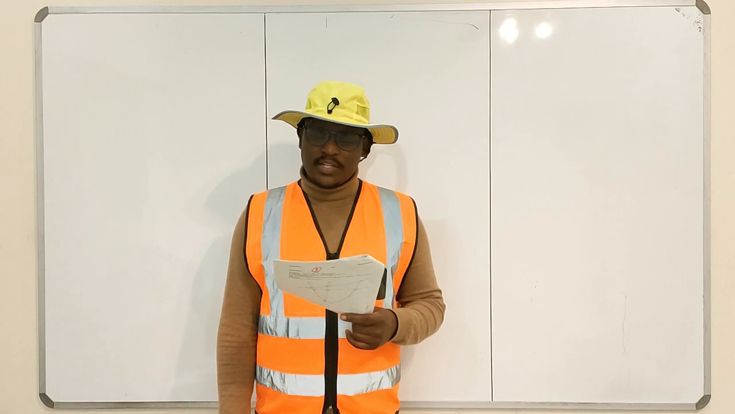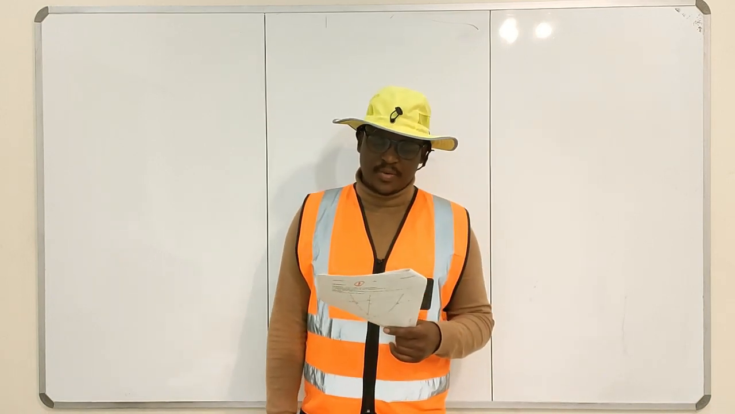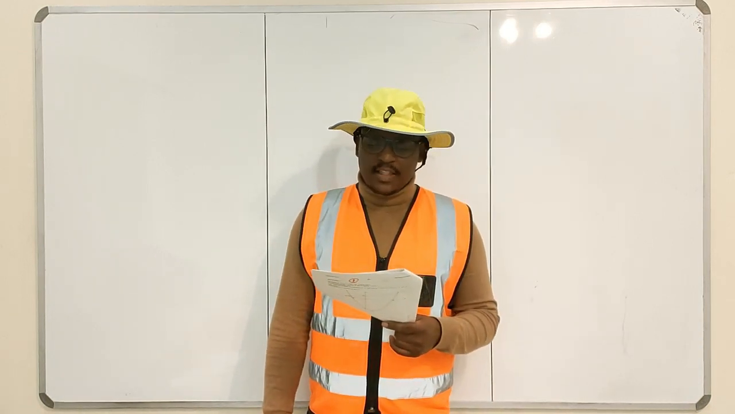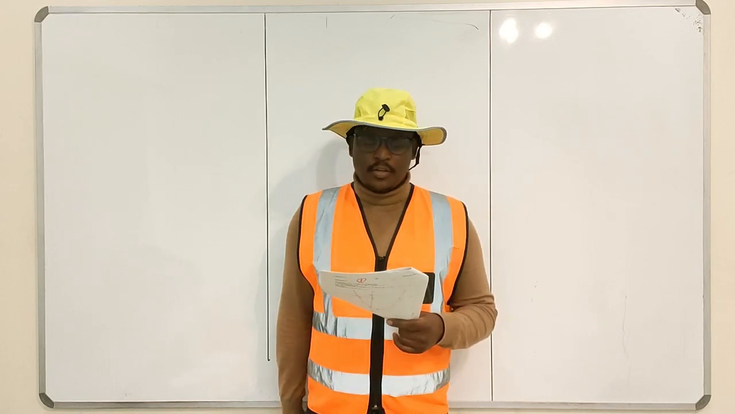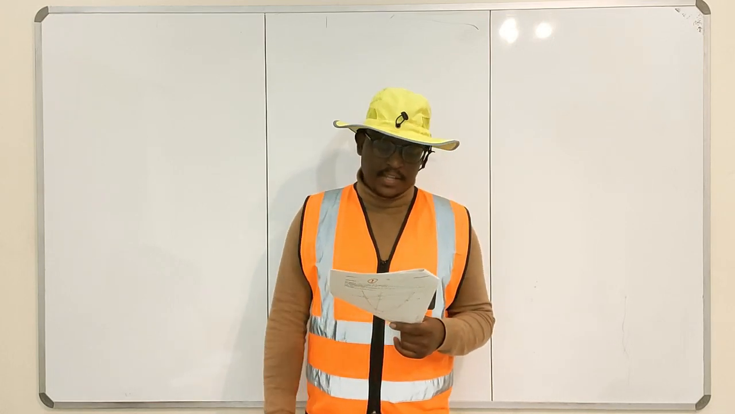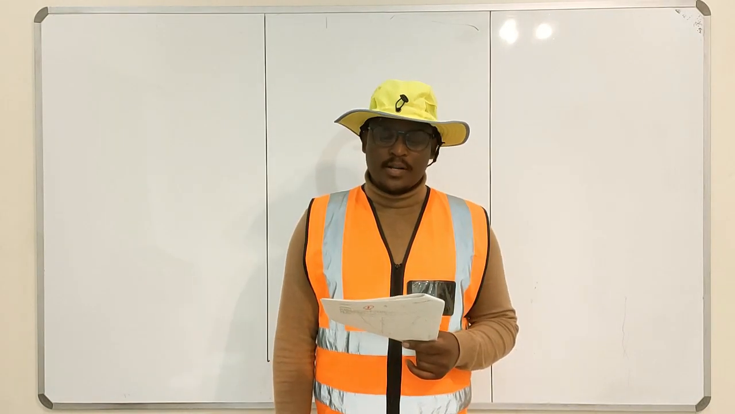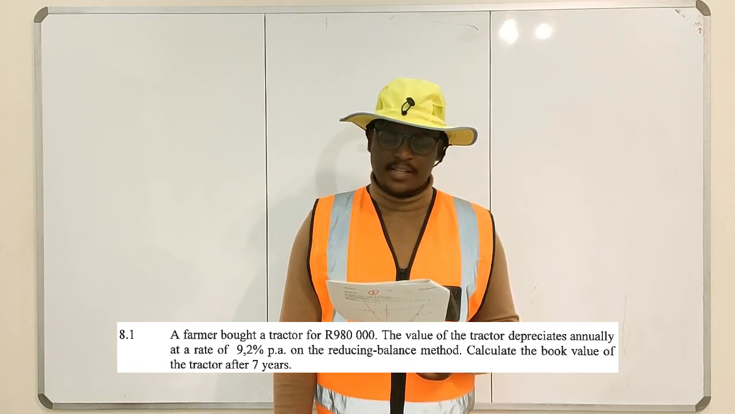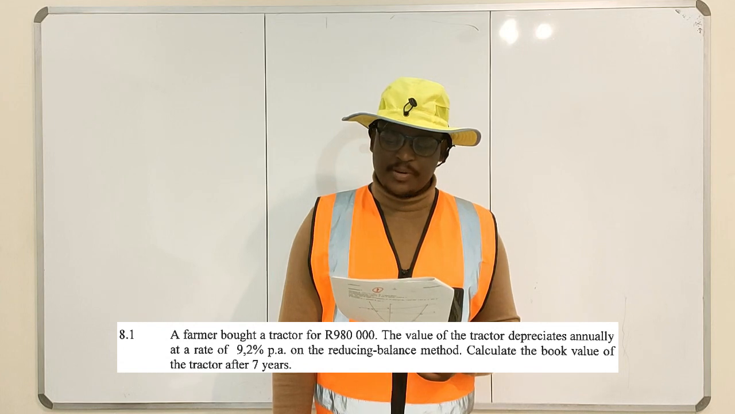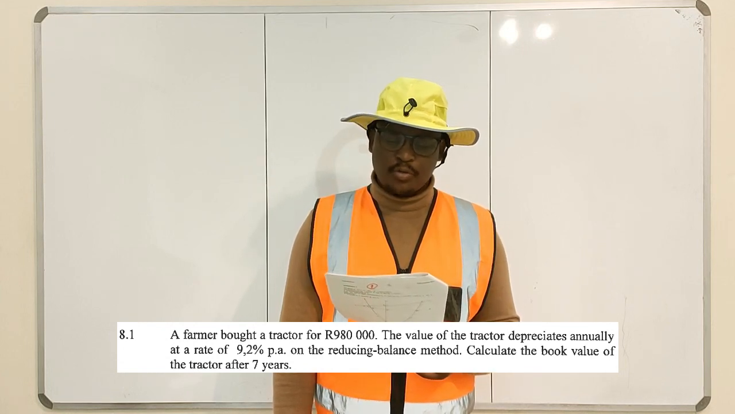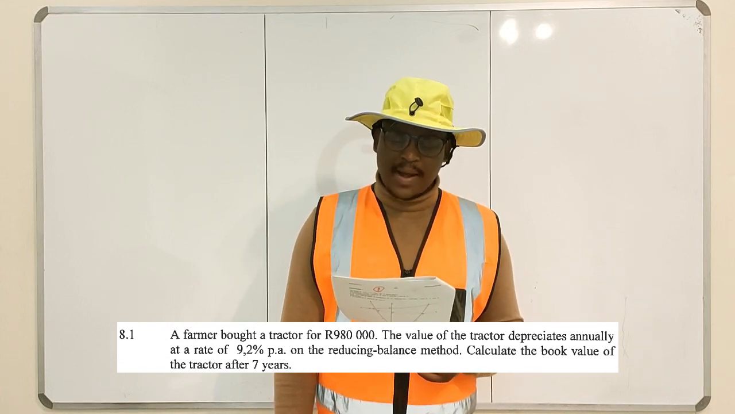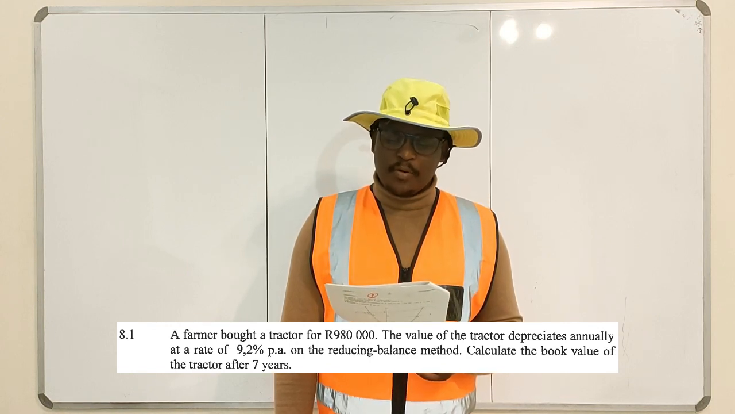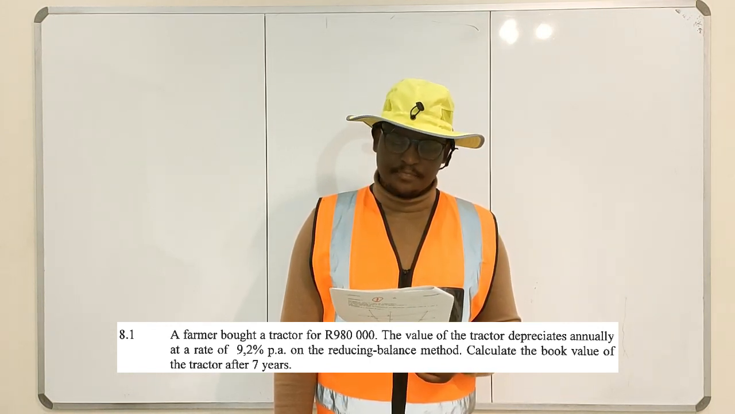So in this video, I'll be doing question 8 of the November 2021 question paper, Mathematics Paper 1. This is financial mathematics. I'm going to read the statement and then answer the questions that follow. 8.1 reads as follows: A farmer bought a tractor for 980,000 rands. The value of the tractor depreciates annually at a rate of 9.2% per annum on the reducing balance method. Calculate the book value of the tractor after 7 years.